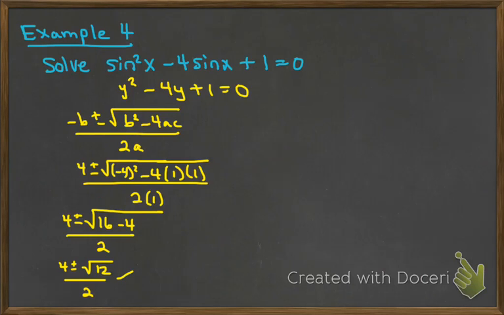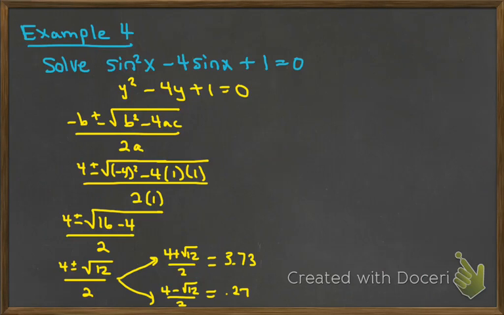So there's going to be 2 answers here. There's going to be 4 plus the square root of 12, and then divide that answer by 2, and there's going to be 4 minus the square root of 12, dividing that answer by 2. So when I do the top one, 4 plus the square root of 12 divided by 2, I type that into my calculator, and I see that that comes out to be 3.73.